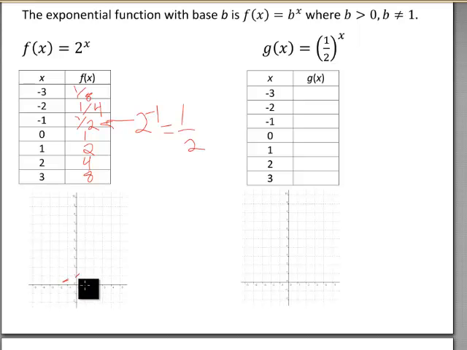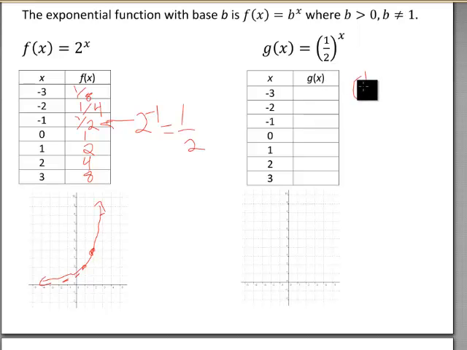Going this way, when x is 1, y is 2. When x is 2, y is 4. And when x is 3, y is 8. So we can try to draw a nice smooth line that goes through all those, something like this. I didn't do a great job, but just imagine we're going through here. As we move to the left, it flattens out. Okay? So let's go over here.